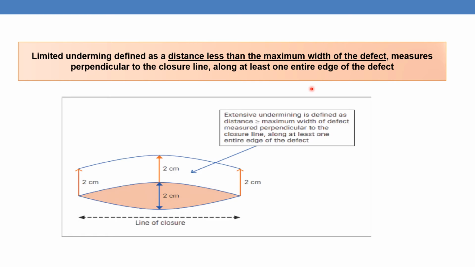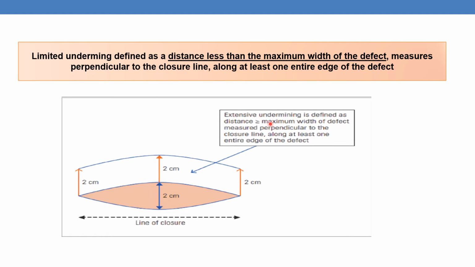The distance, the maximum width of the defect, measures perpendicular to the closure line along at least one entire edge of the defect. This is the entire edge of the defect. So this must be less than 2 centimeters in order to assume that it is limited undermining.